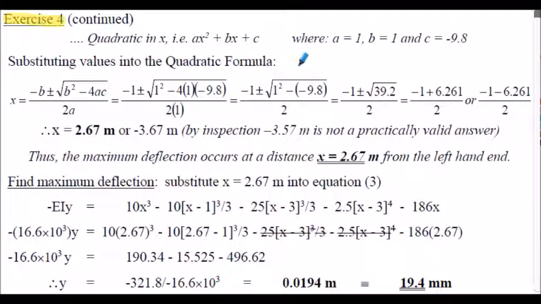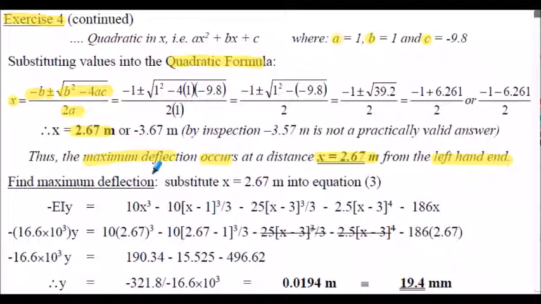Exercise 4 continued. I'm now going to solve this quadratic using the quadratic formula. Just plug my values into the equation. The quadratic formula is x equals negative b plus or minus the square root of b squared minus 4ac, all divided by 2a. I have my a, my b, and my c from the previous slide. Putting the numbers in and evaluating, there are always two answers to the quadratic. One is 2.67 meters and one is negative. The negative doesn't make any sense in this particular context. It's off my beam. It's a valid answer mathematically, but it's not relevant in the context of the question. So the maximum deflection will occur when x is equal to 2.67 meters from the left-hand end of the beam.